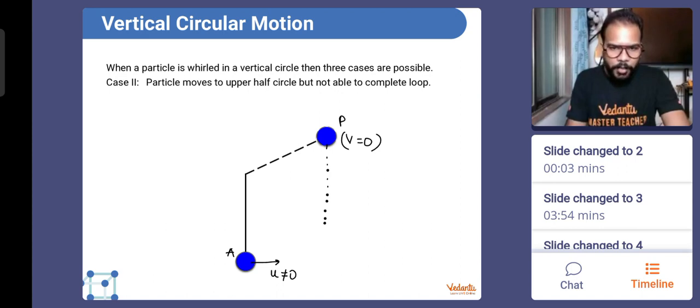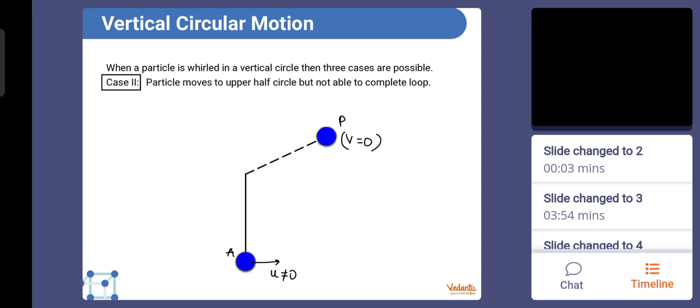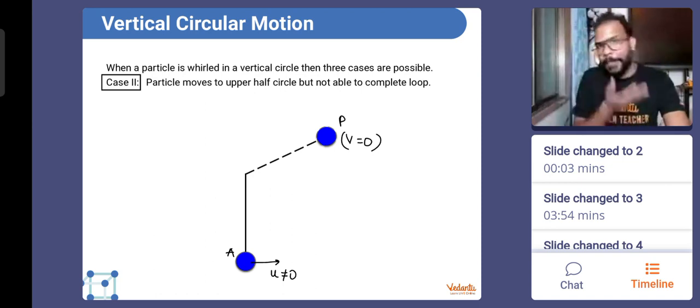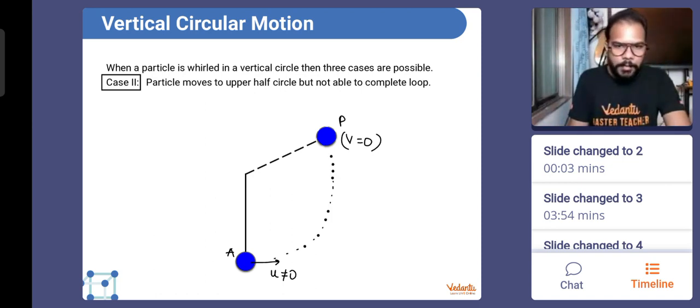So from here, the body will simply fall. It will again gain tension in the string, and then the body will start to oscillate. Whatever will happen. What is important is that the body will not be able to go beyond point P if sufficient kinetic energy is not given. This particle moves to the upper circle, but is not able to complete the circle. It is still unsuccessful in completing the one circular part. It has only gone like this.